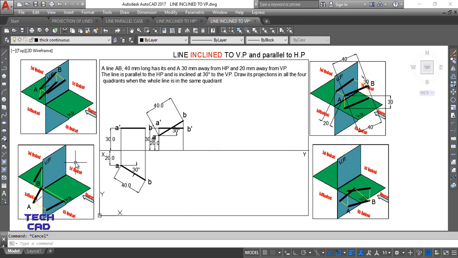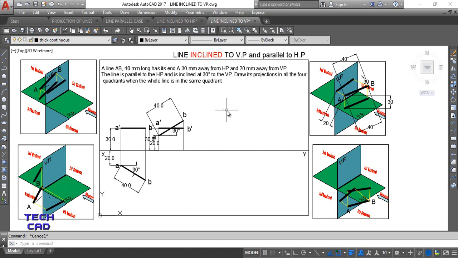Okay, so I'm moving further towards my third quadrant. So you can see here, this is line AB. Okay, and this is a projection of line AB in the top view, and this is the front view projection. So you can easily understand this is the angle with VP. You can also see here the angle, it is this line, this projection also makes an angle with VP, but it's still parallel to your HP. Okay, so you can easily understand this projection.